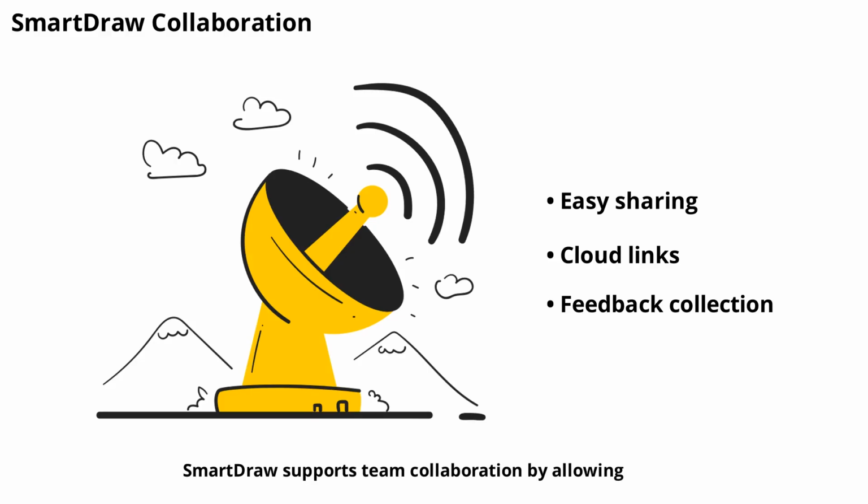SmartDraw supports team collaboration by allowing you to share diagrams easily with colleagues. You can export your plans as PDFs or images, or share them directly via cloud links. This makes it simple to gather feedback and make adjustments as needed. For restaurants with multiple locations or large teams, this feature is especially valuable.